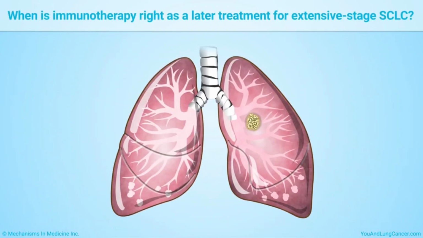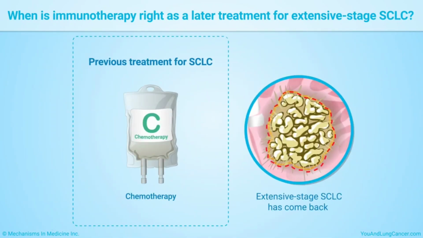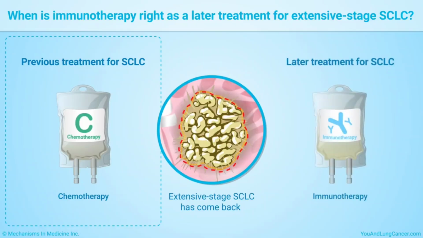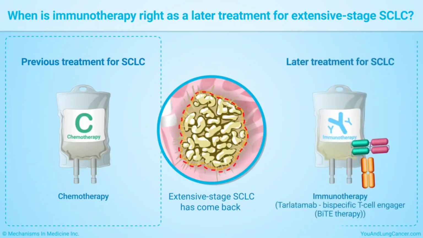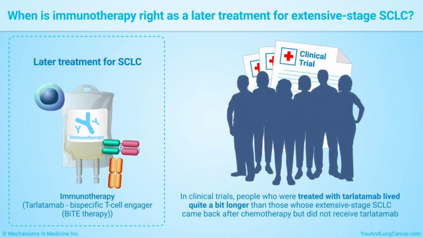If your extensive stage small cell lung cancer has come back after chemotherapy, your doctor may recommend an immunotherapy drug called tarlatamab, a bispecific T-cell engager or BiTE therapy. This kind of immunotherapy links a patient's T-cells to cancer cells so that the immune system attacks the tumor cells. In clinical trials, people who were treated with tarlatamab lived longer than those whose extensive stage small cell lung cancer came back after chemotherapy but did not receive tarlatamab.